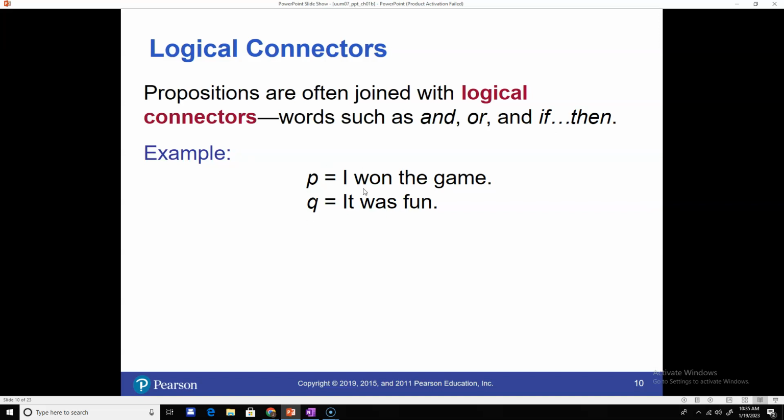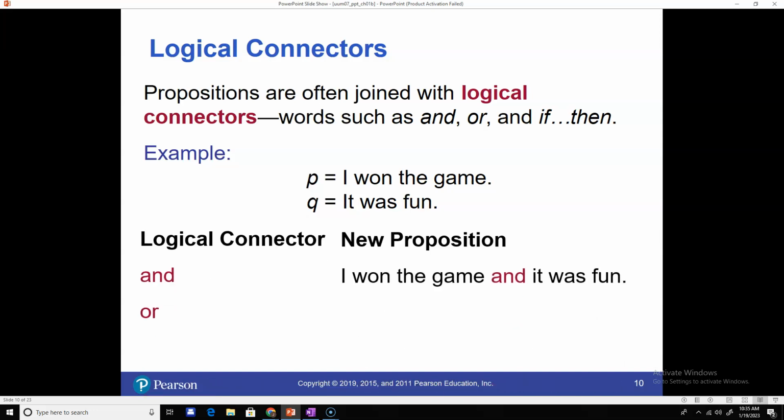So these are two statements, and we can look at their interaction. Obviously, just pairing the two statements using and, or the word or, is how we do that in sentence form. If-then, we would say, if I won the game, then it was fun. Or you could say, if it was fun, then I won the game. You could do it in either order. P implies Q or Q implies P.